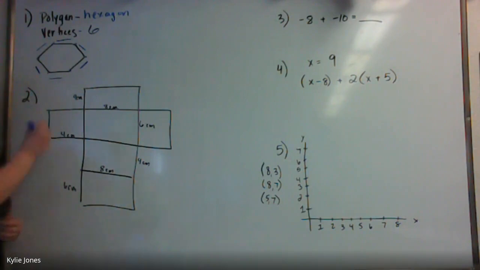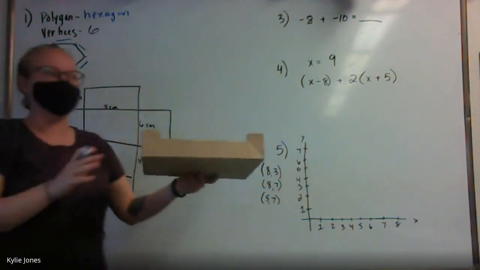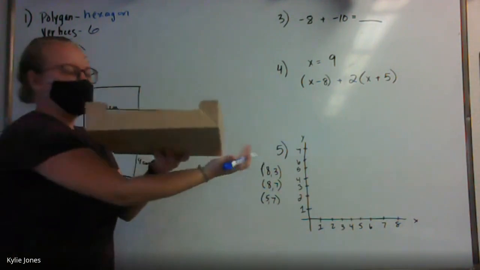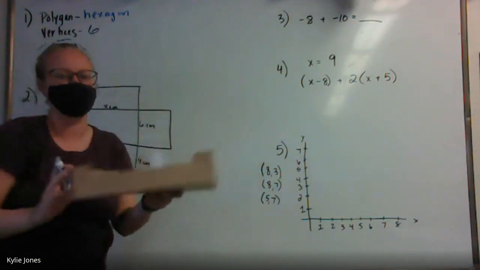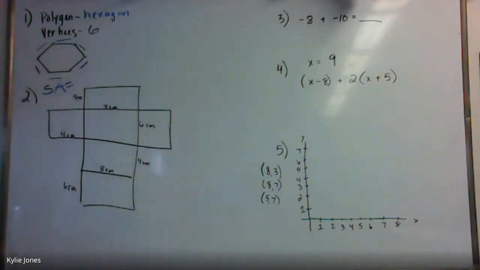Number 2, we're finding the surface area. I'm going to call it SA for short. To find the surface area, it's like taking a 3D shape, right? Like a box. You need to find how much area is on all sides. So this one is already flat and in a net. It's a net of a 3D shape.